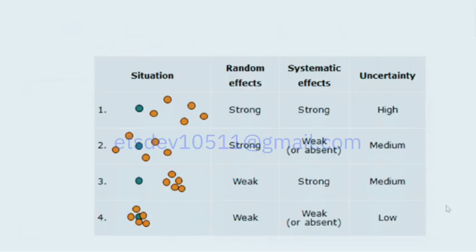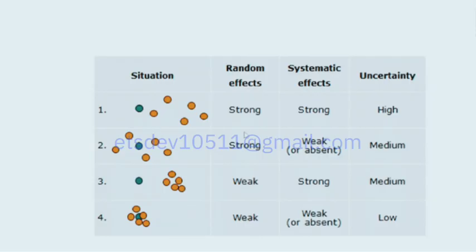Here is how the interrelationships between the random and the systematic effects affect the uncertainty. If the random effects are very strong, as the values vary from person to person, and the systematic effects are also present, something is wrong with the equipment, you will find that the uncertainty is very high when you do the calculation.